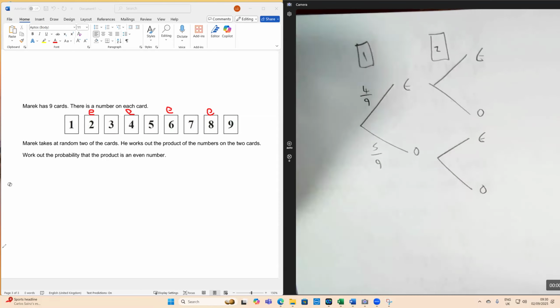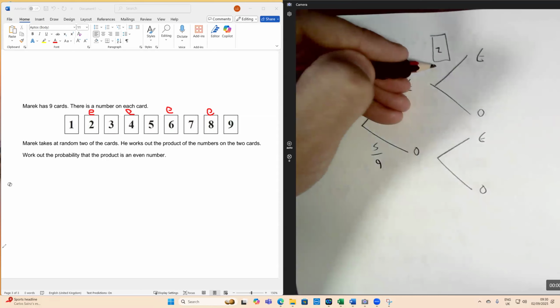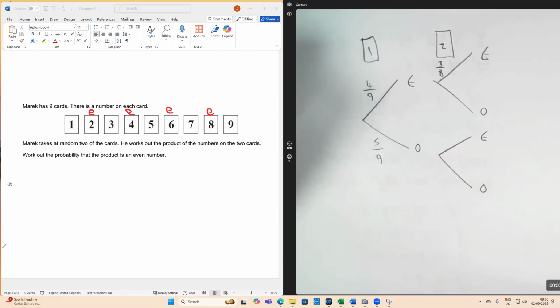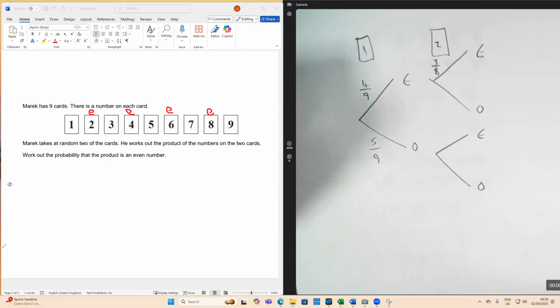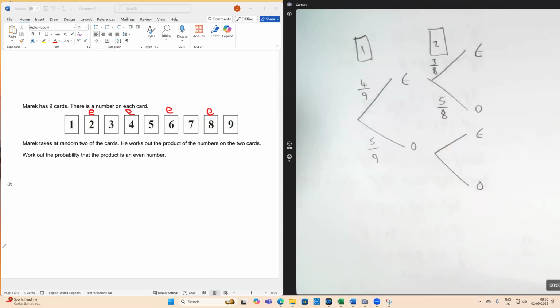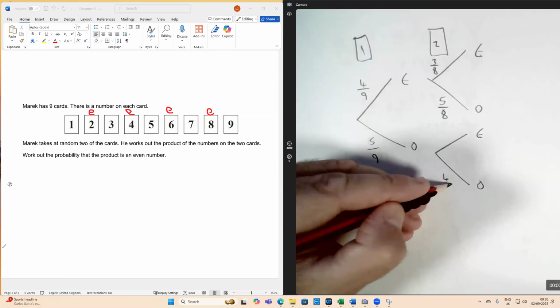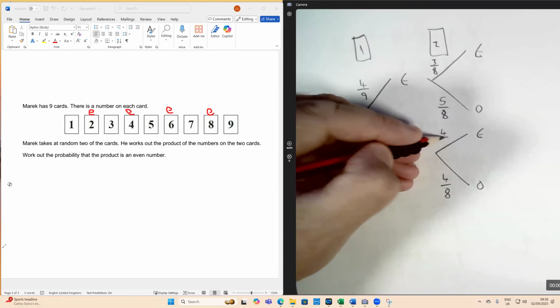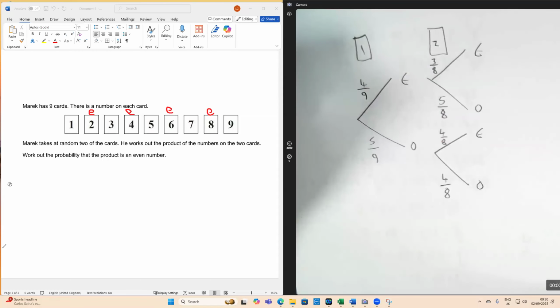If Marrick selects an even card first, there will be only 3 even cards left, and there will be 8 cards left. So this is a dependent events tree diagram. If Marrick selected an even card first, there would still be 5 odd out of the 8 cards that remain. If Marrick selected an odd card first, there would only be 4 odd left out of the 8 that remain, which means there would still be 4 even. So there's our tree diagram complete for the choices.